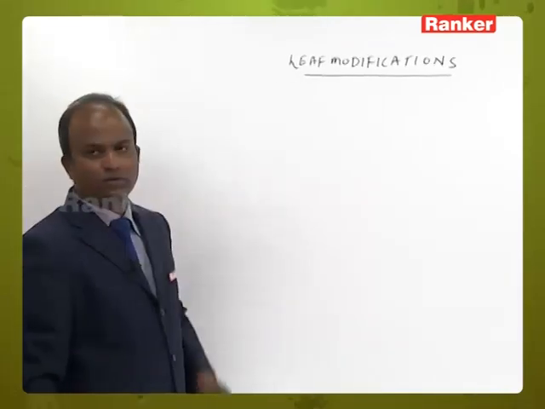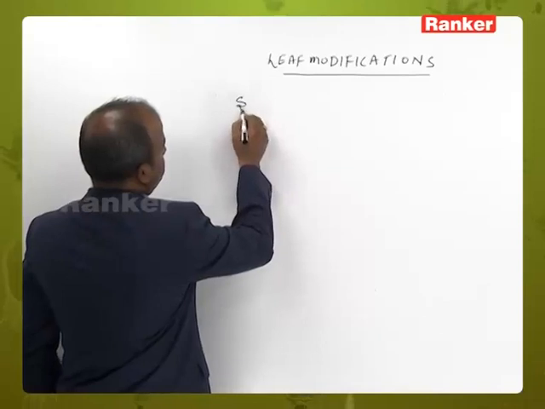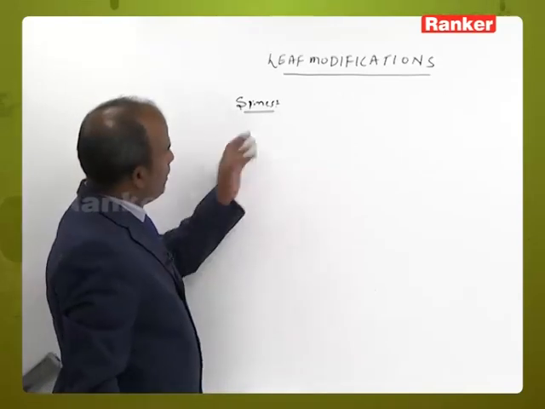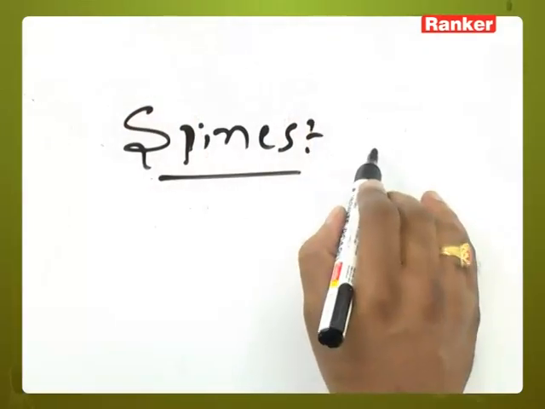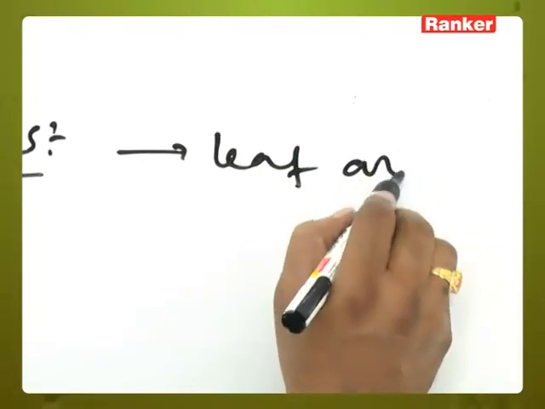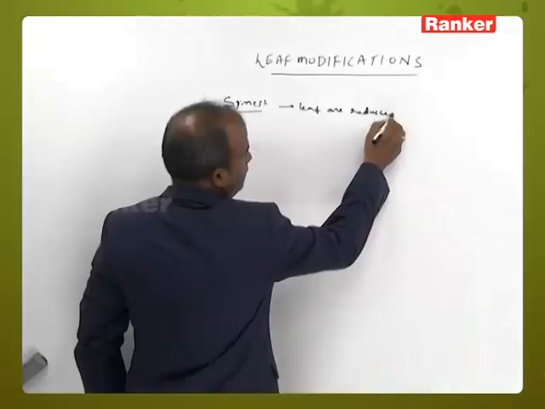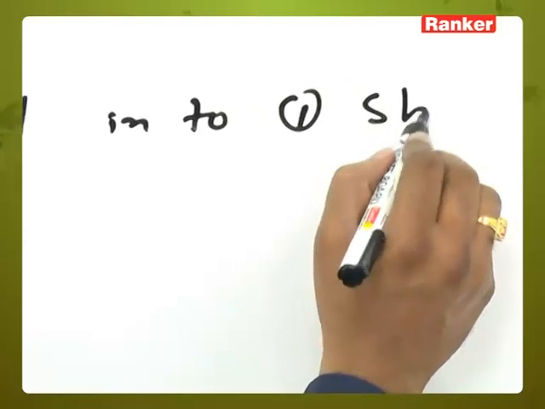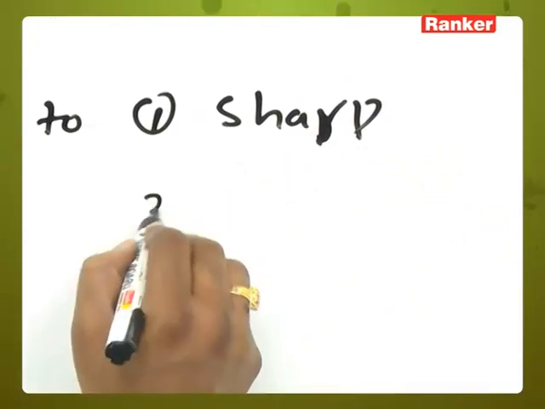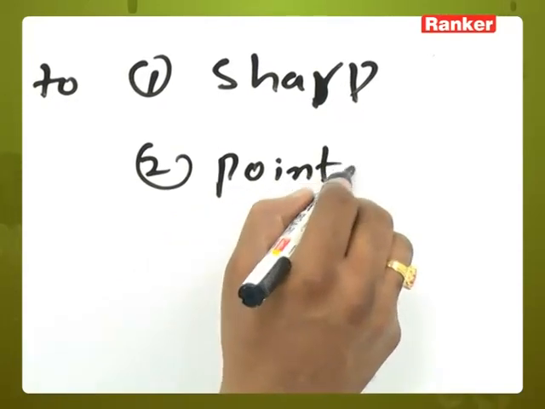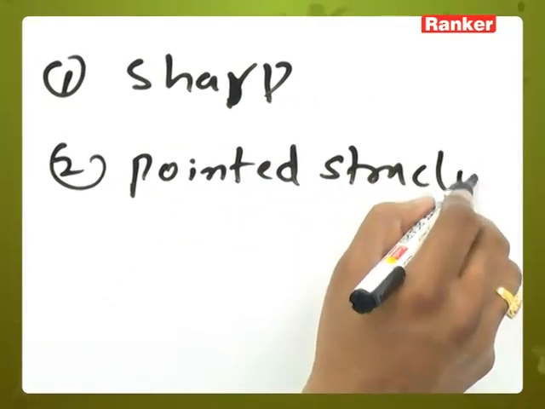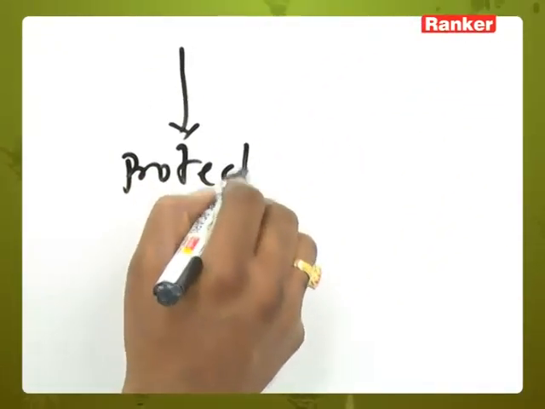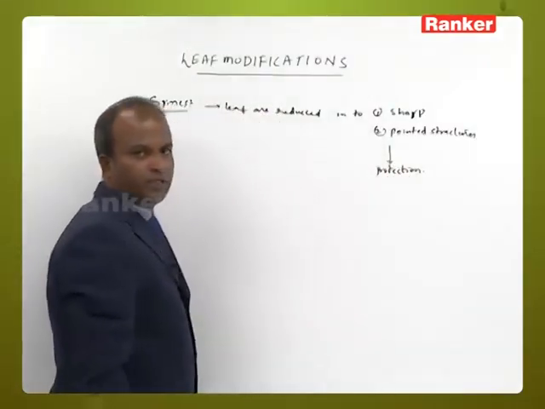Next goes to spines. In spines, the leaves are reduced into sharp, pointed structures, which play an important role in protection.